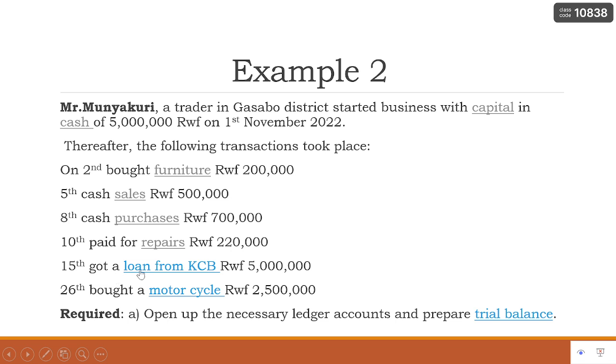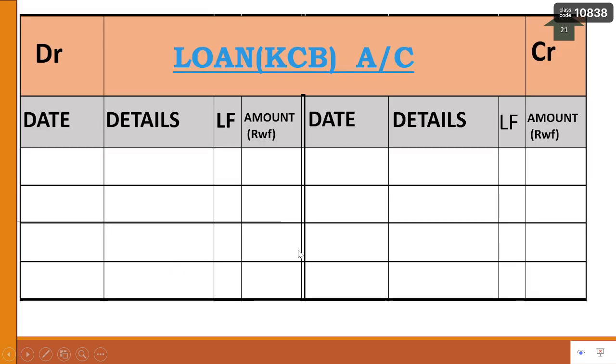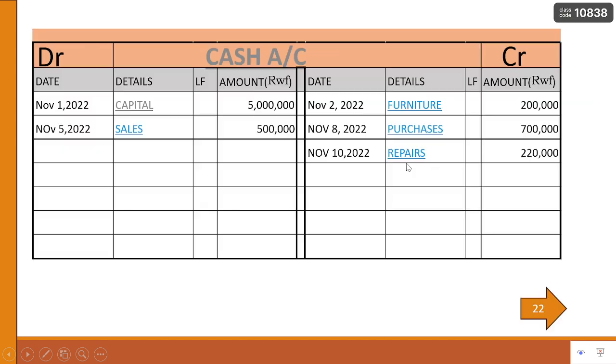This is done. Got a loan from KCB of 5 million Rwandan francs. This is a loan we got. We are acquiring a loan, which means we are increasing the loan account. This is a liability. We are increasing the loan account, but at the same time increasing the cash in the business. We shall credit the loan KCB account and debit cash, because we are receiving the money. We indicate in the details the loan KCB.